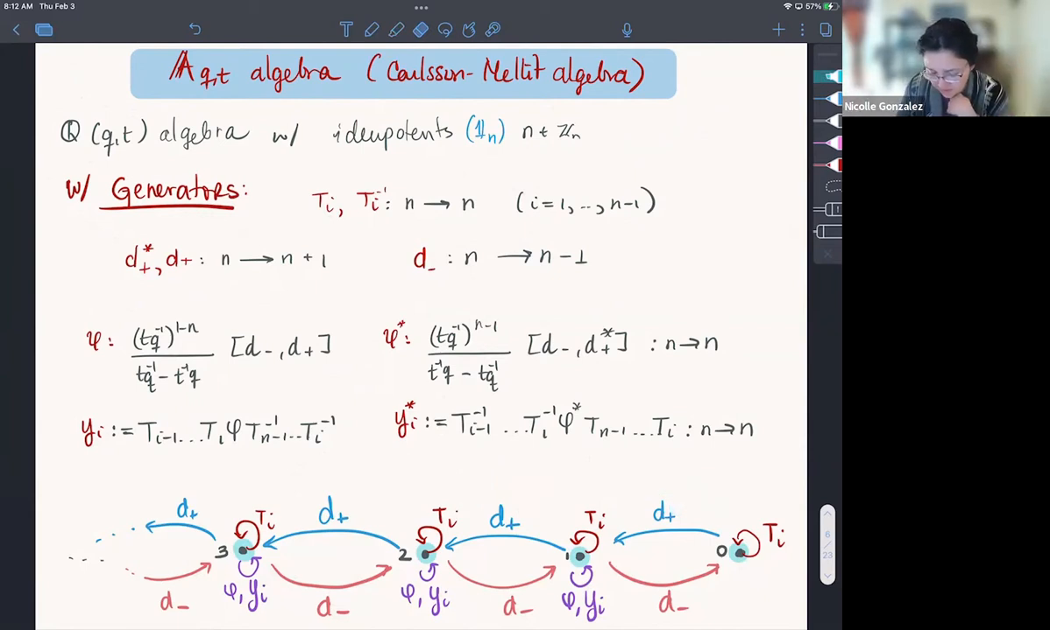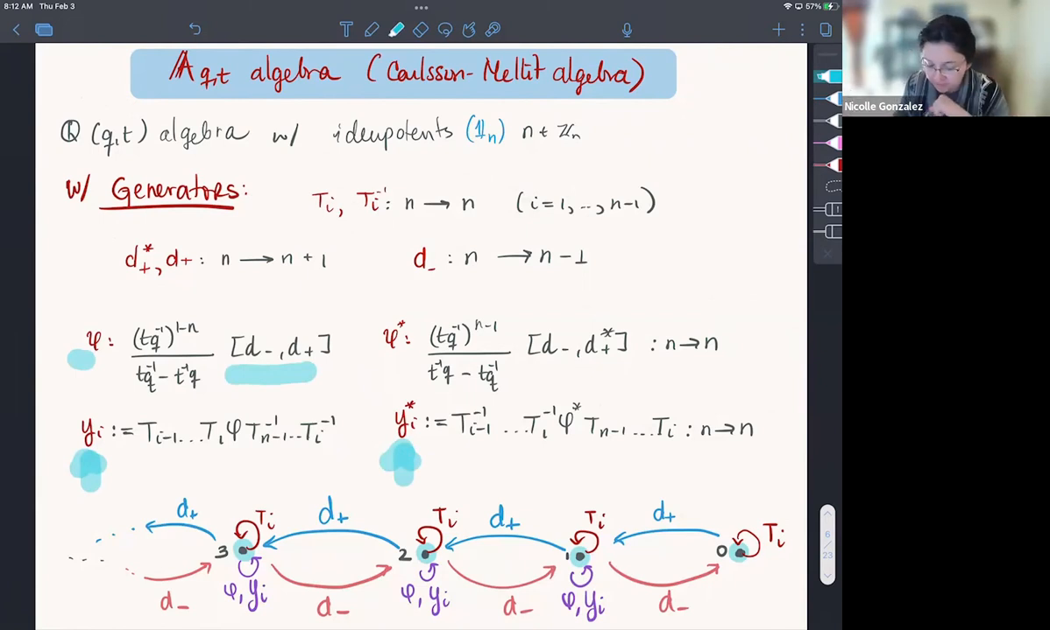And then we have two extra families of operators that we can define. We can define these phis, which are really just the commutators of d_+ and d_-. And we can define certain polynomial generators, which I'll speak more about in a second, which are really just rescalings of these phis. We're going to denote those by y_i and y_i^*. Okay, so here's the definition.